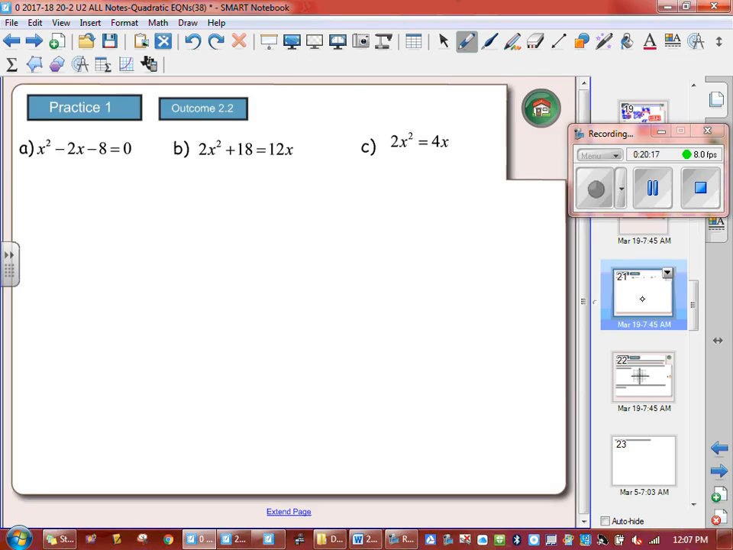So, this one is a straight up diamond factoring to give us x minus 4 and x plus 2, all equaling 0, of course. We take them out of brackets. x is now equal to 4 and x is equal to negative 2.